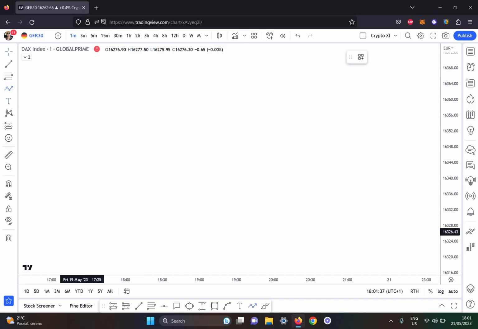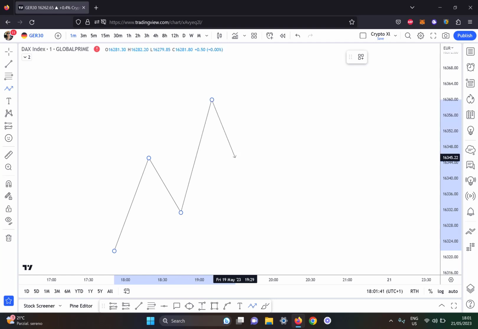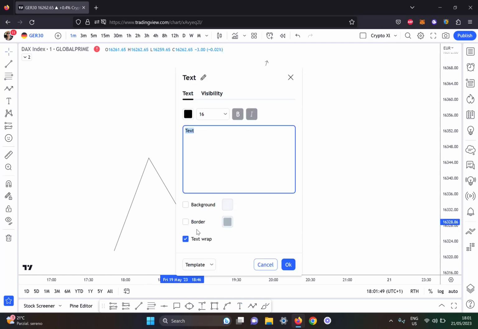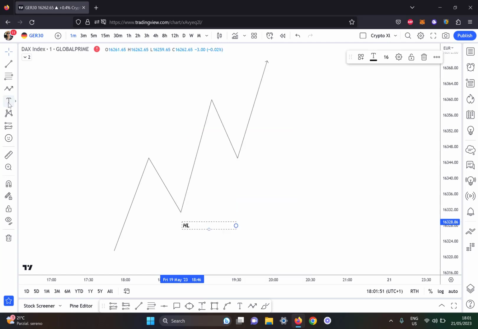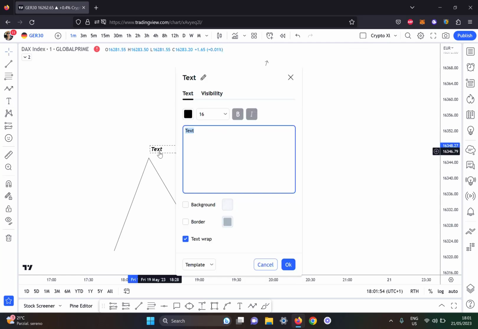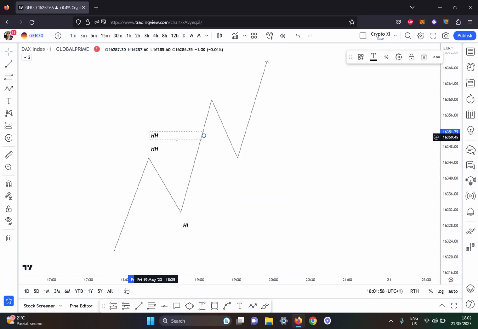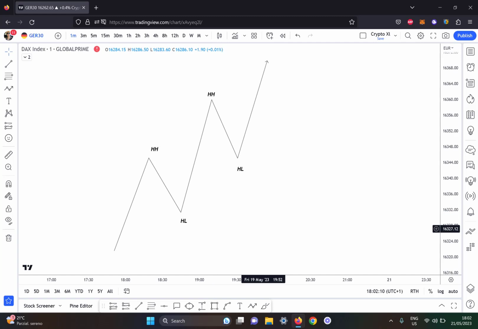So first of all, if we are for example in a bullish macro trend, you can identify the trend by the higher low and the higher high. So for example, this high is higher than this one, and this low, the end of this retracement, is higher than the previous one. So it's very important to identify the trend in this way.